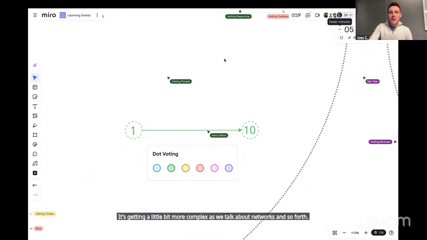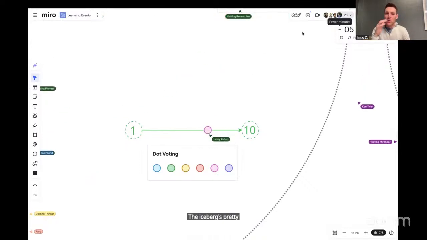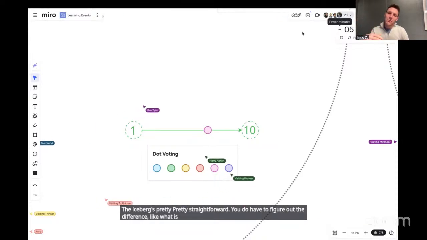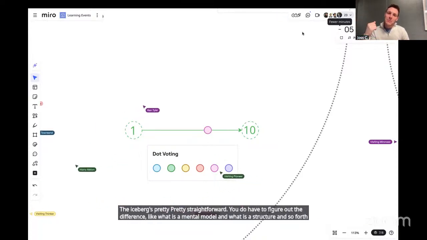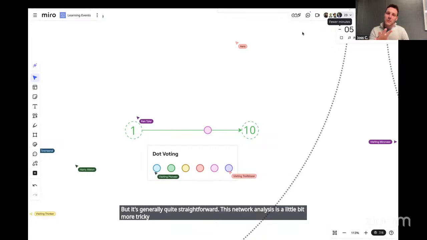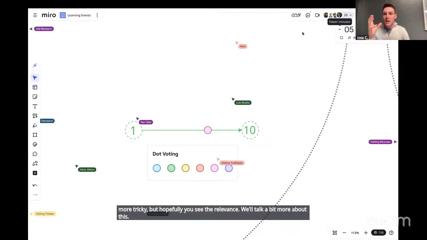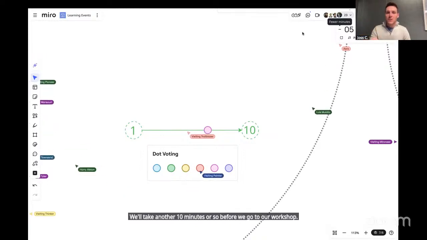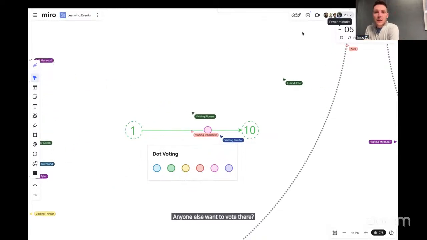The iceberg's pretty straightforward. You do have to figure out the difference, like what is a mental model and what is a structure and so forth. But it's generally quite straightforward. This network analysis is a little bit more tricky, but hopefully you see the relevance. We'll talk a bit more about this. We'll take another 10 minutes or so before we go to our workshop. Anyone else want to vote there? Mark?